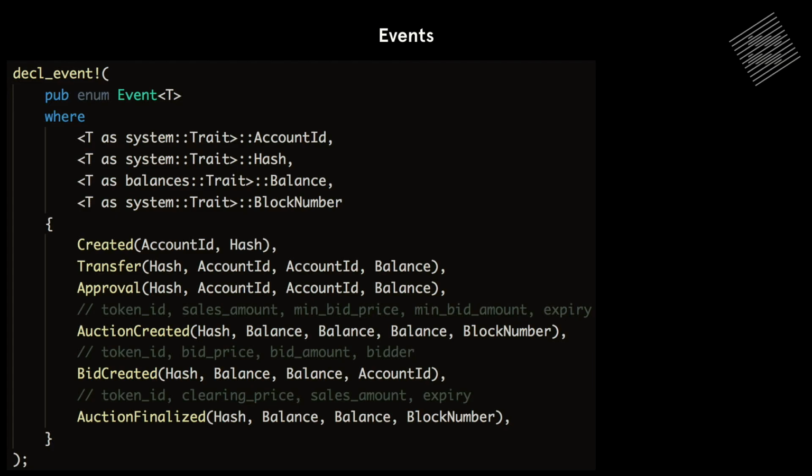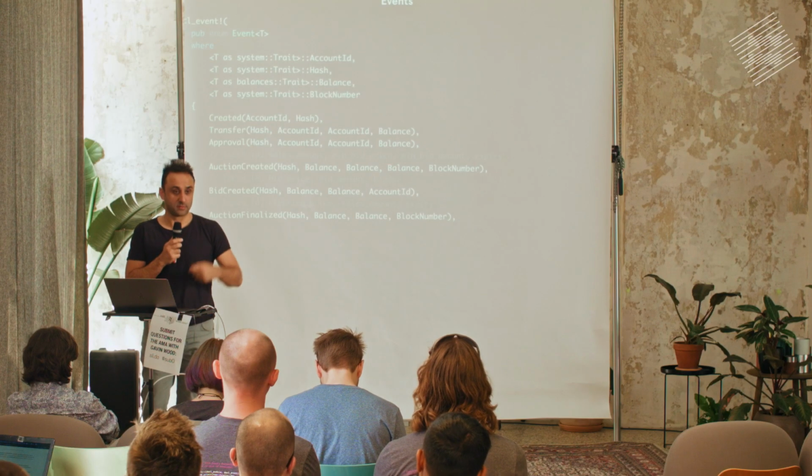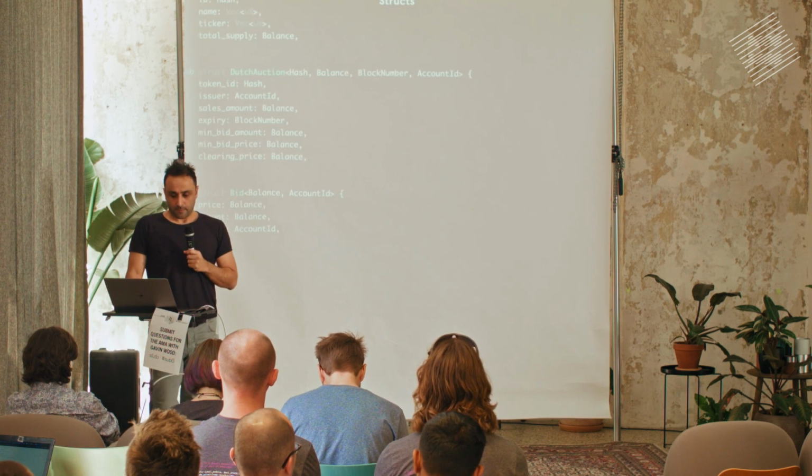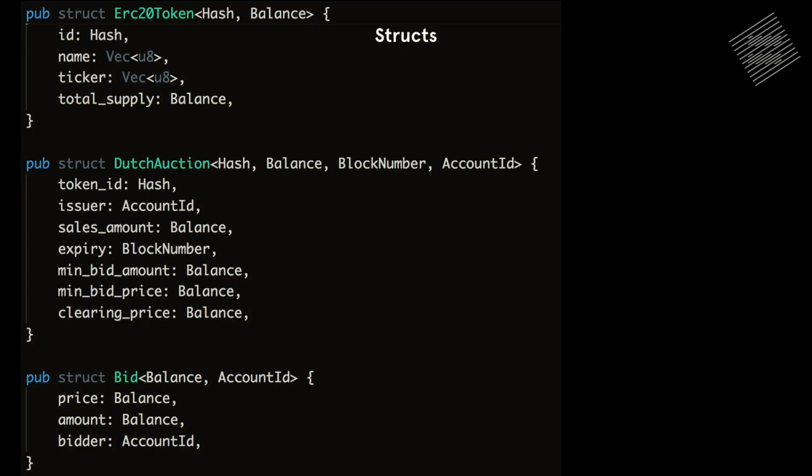And the way it works, I don't know if it's visible, but these are the events we have for the Dutch auction only. It uses the current ERC20 token module and adds on top of that these three events: the auction creation, the bidding itself, and then the auction finalization. And the structs are in this format. There's the Dutch auction structure and then the bid structure.